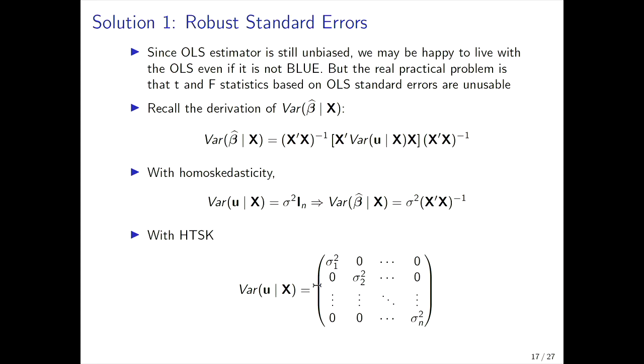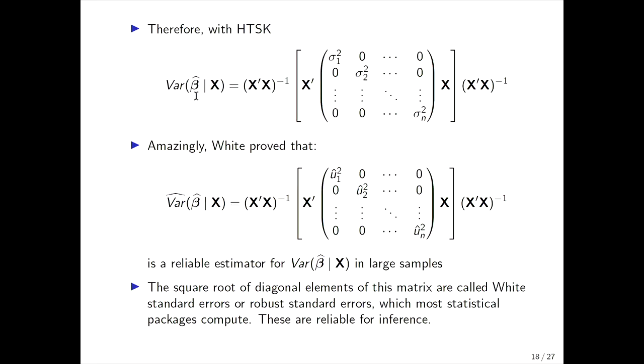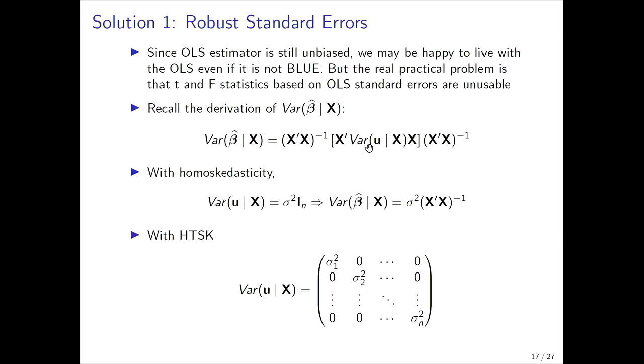What about the variance of the OLS estimator beta hat? Remember, beta hat is a k by 1 vector, so the variance matrix of a vector is going to be a k by k matrix. We know that the variance of beta hat is (X prime X) inverse X prime Var(u) X (X prime X) inverse. Under homoskedasticity, for Var(u), we sub in sigma squared times the identity matrix, and then we get this nice result that the variance of beta hat reduces to sigma squared (X prime X) inverse.